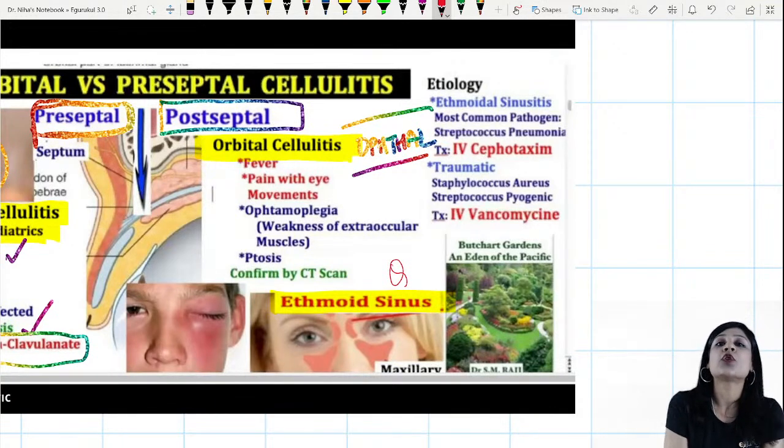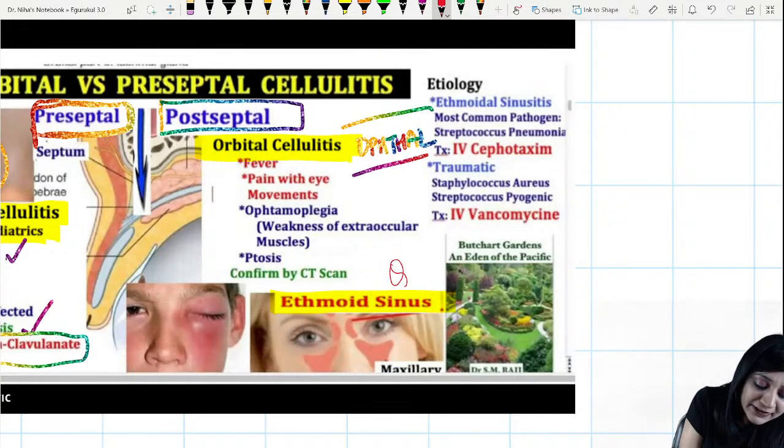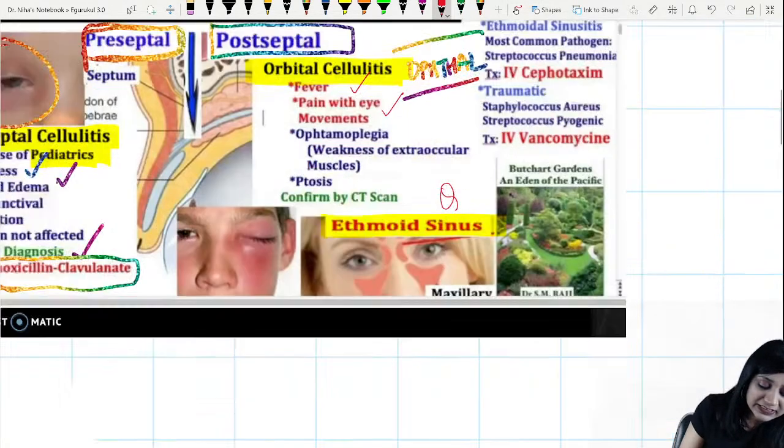Avinash, here also we have pain on ocular movements. It is not directly optic neuritis, but yes, optic disc congestion is there due to the back pressure changes. That is why we have pain on ocular movements. So we have fever, we have pain on ocular movements, and we also have involvement of the extraocular muscles. Why do we have involvement of extraocular muscles, guys?